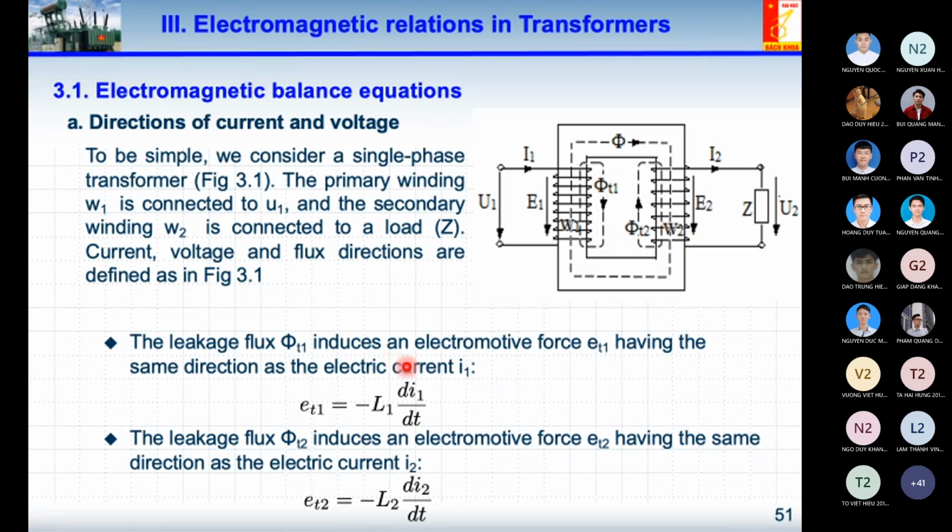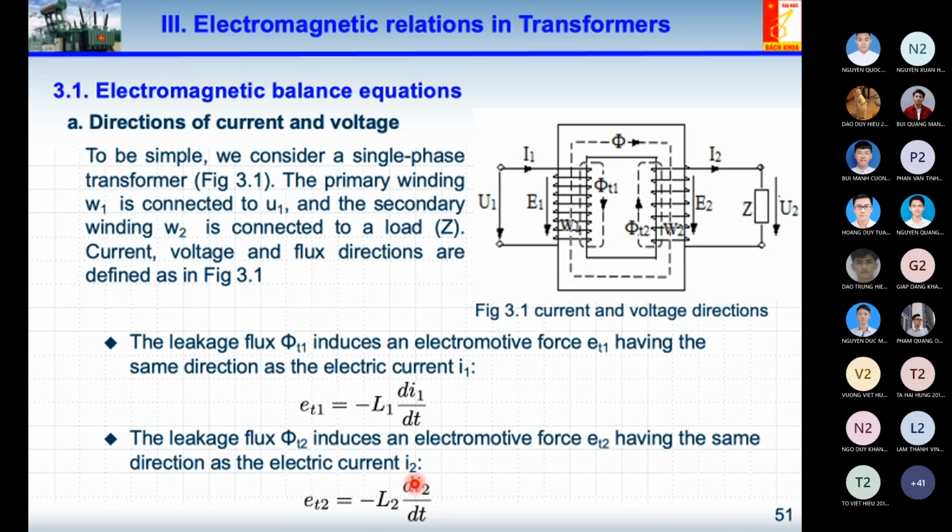This expression can be defined by this one. And in the same way, we get the electromotive force ET2 due to the leakage flux phi T2, which can be defined by this expression also. L1 is the inductance of W1 and L2 is the inductance of W2 here. So keep in mind this concept.